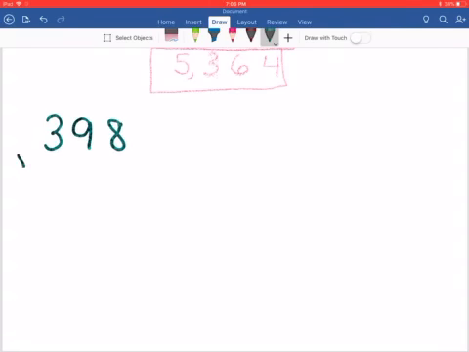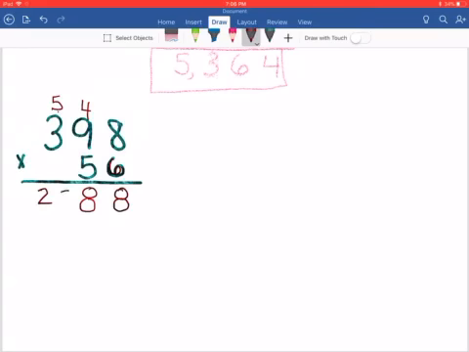All right, let's do 398 times 56. We're going to start with the 6. 6 times 8 is 48. Put the 8 down there, carry our 40. 6 times 9 is 54, plus 4 more is 58. Put the 8 down, carry the 50. 6 times 3 is 18, plus 5 is 23.